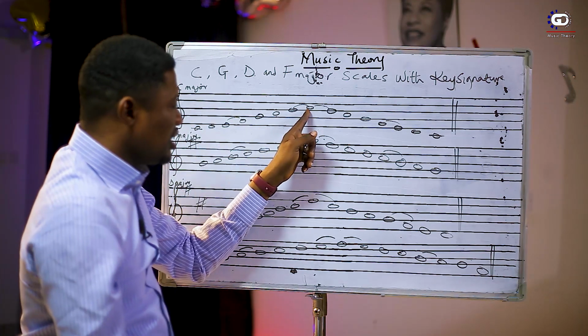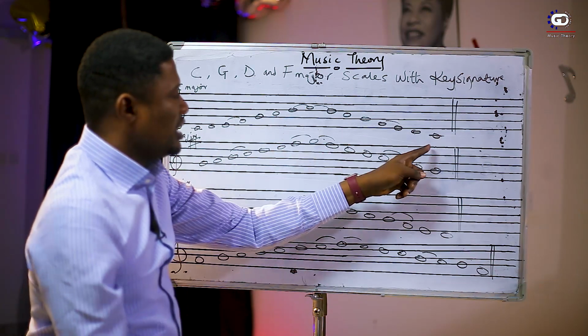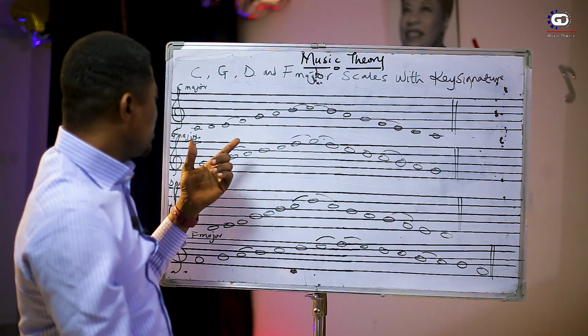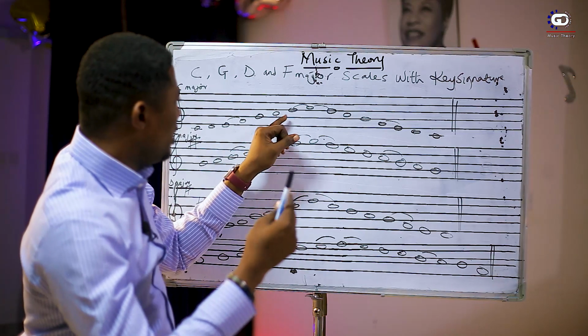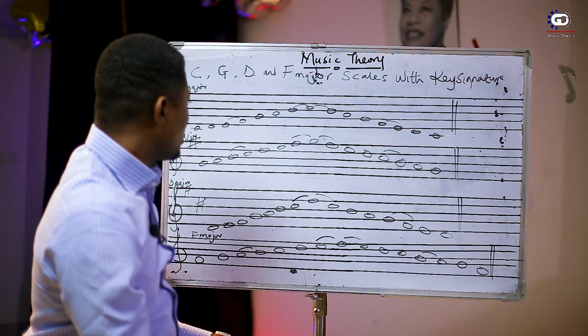So this is C to C. So this is ascending and descending. For a diatonic scale, it must be 8 notes. C, D, E, F, G, A, B, C. So this is a scale of C major, ascending and descending.